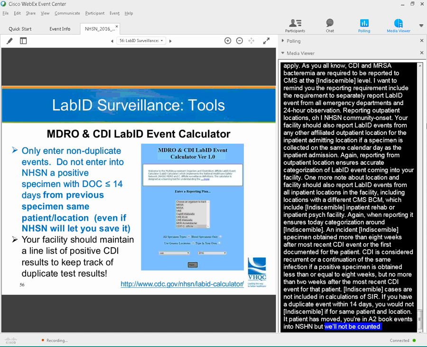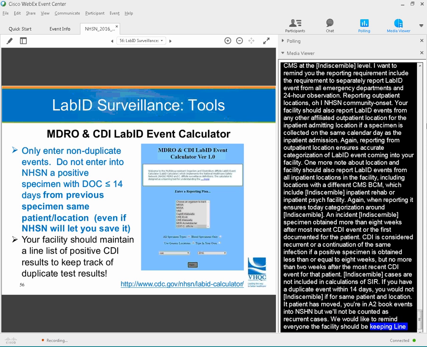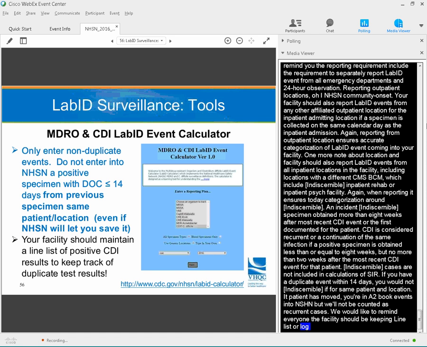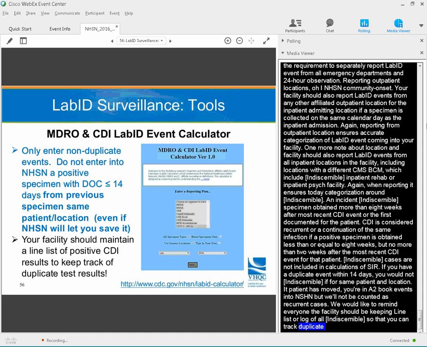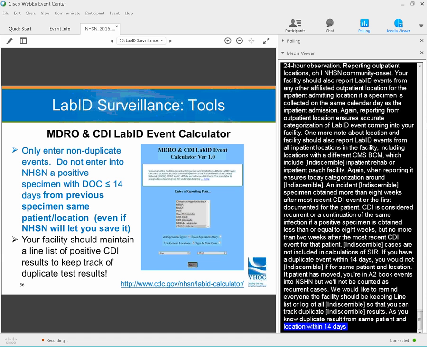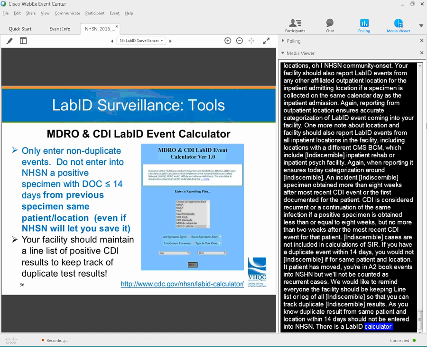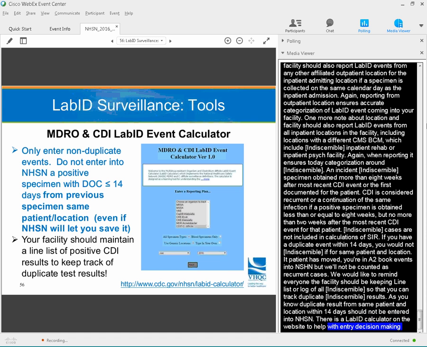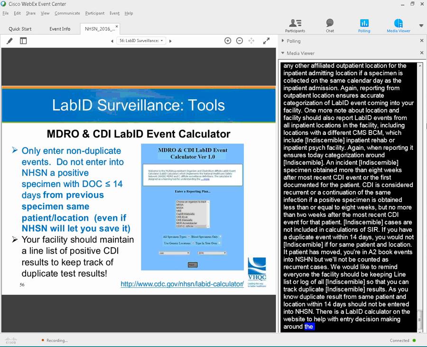We would also like to remind everyone that your facility should be keeping an internal line listing or log of all positive CDI tests so that you can track duplicate CDI positive results. As you know, a duplicate CDI test and positive lab result from the same patient and location within 14 days should not be entered into NHSN. There is a lab ID event calculator available on the NHSN website to help with data entry decision-making around the 14-day rule. There is an example line list on slide 93 that shows you why keeping an internal line list is so important.